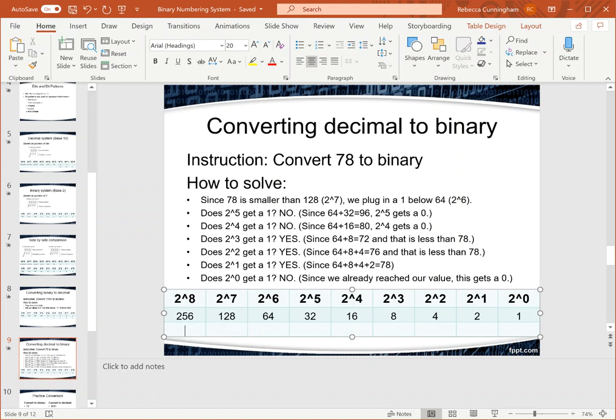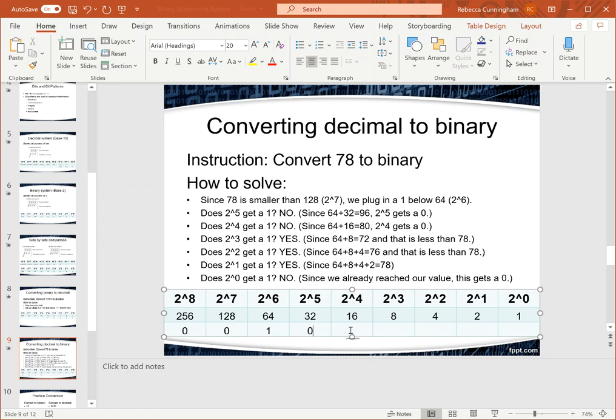And you can put zeros in there if you want to, but you don't have to do that. I do need the 64, okay? So that gets a 1, and I've kind of worked out these steps here. We plug a 1 in below the 64, the 2 to the 6. All right, now, does this one get a 1? Here's how I figure that out. What's 64 plus 32? And I've already done the math here. That's 96. Well, that's larger than 78. And so if I were to put a 1 here, then that value already is 96. That's too big. And I'm trying to create 78. So that gets a 0.